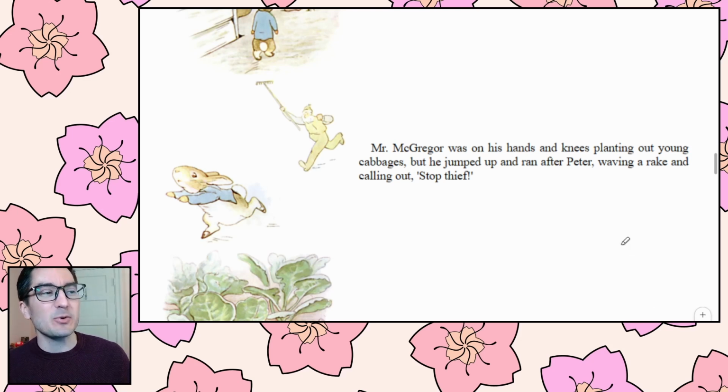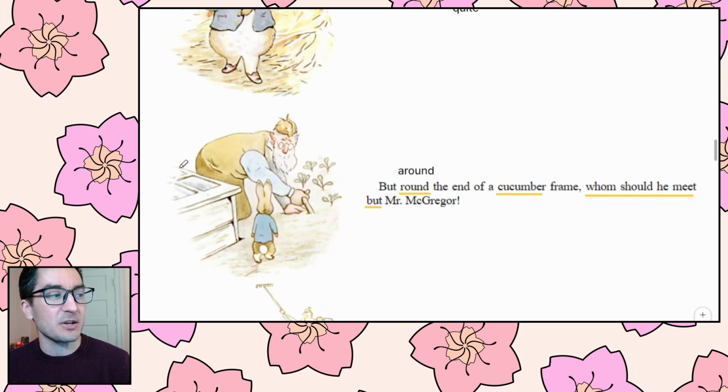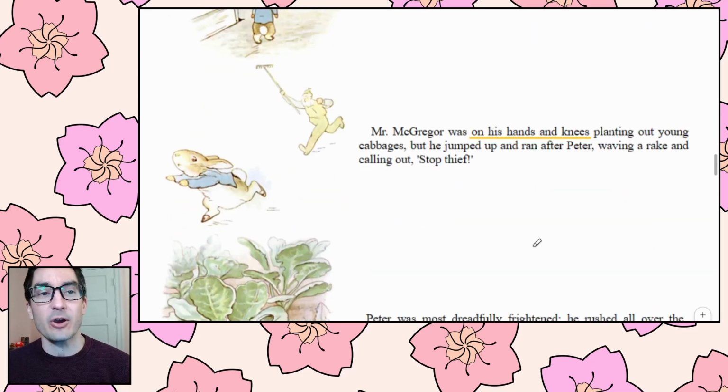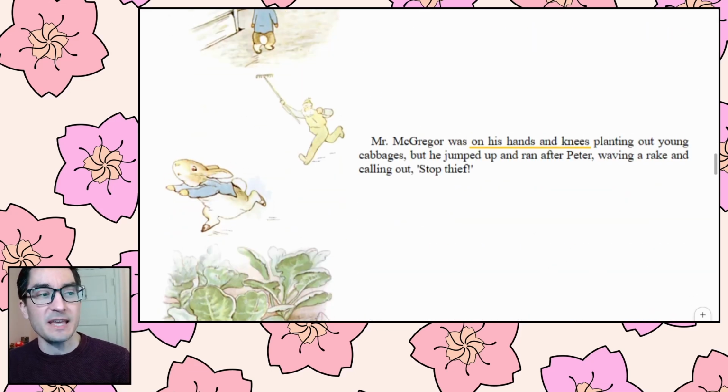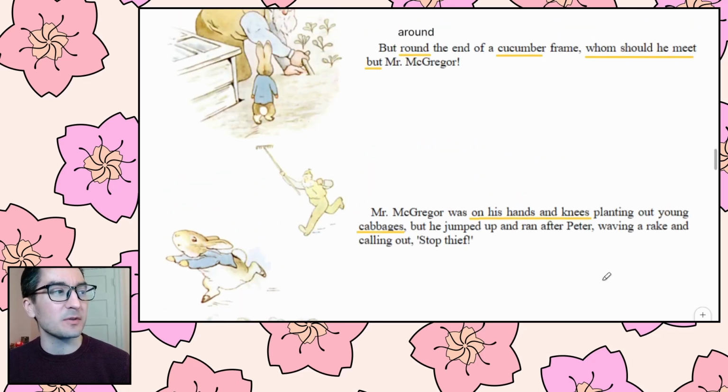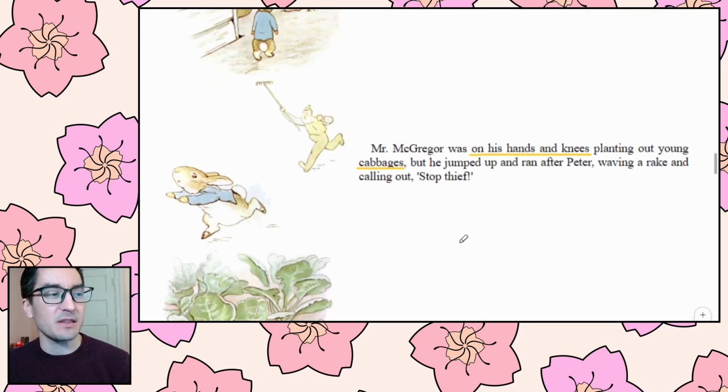So he was on his hands and knees. This phrase is very common, but it's just like what we saw in this picture. Mr. McGregor is on his hands and on his knees. Like it means he's on the ground. So he was on his hands and knees planting out young cabbages. Cabbage is another vegetable that grows in the ground. Usually it's round when it grows. The cabbage in Taiwan you see is usually white cabbage.